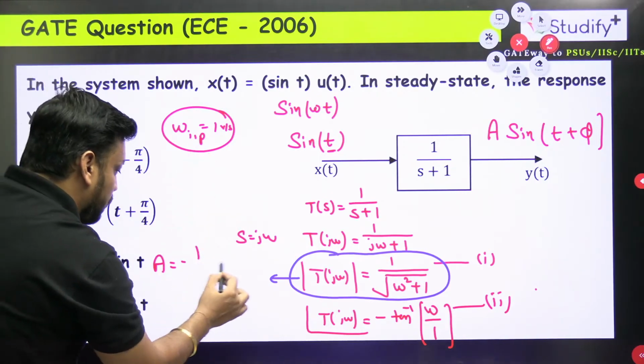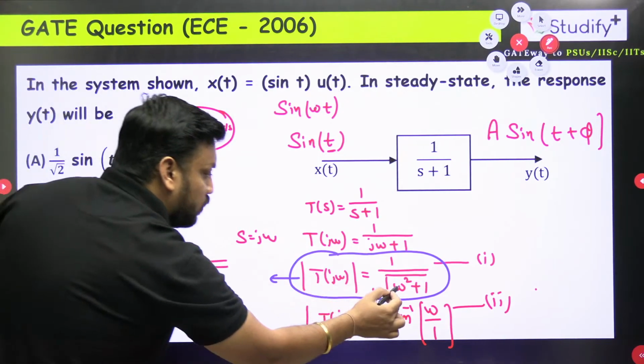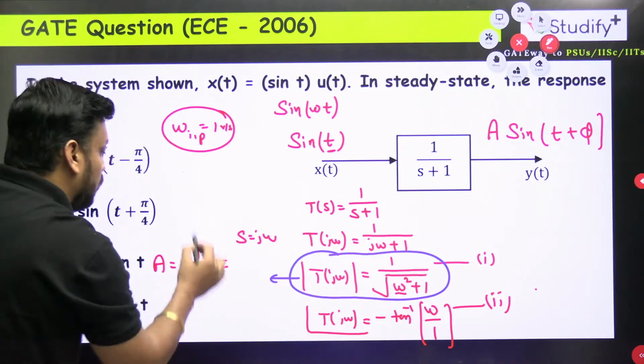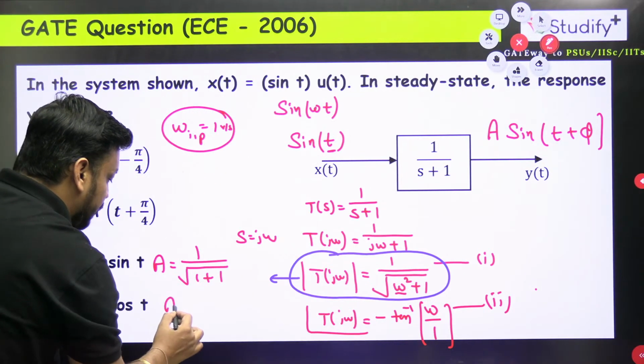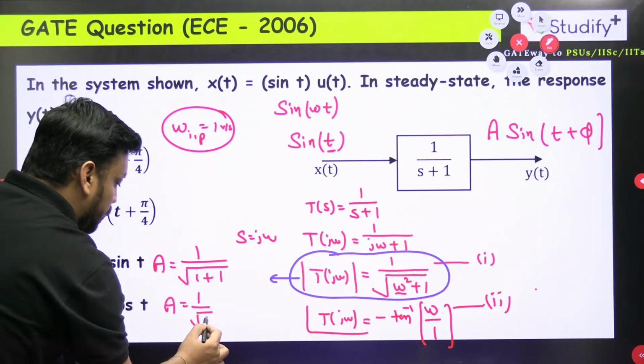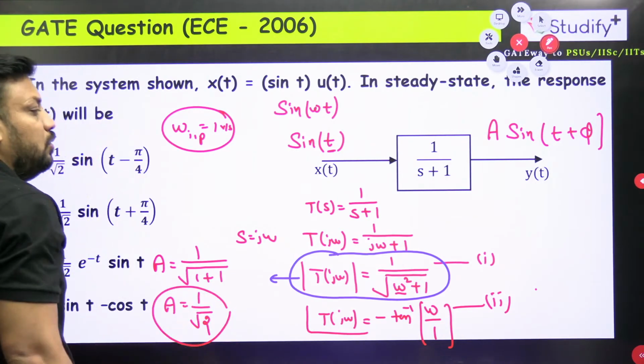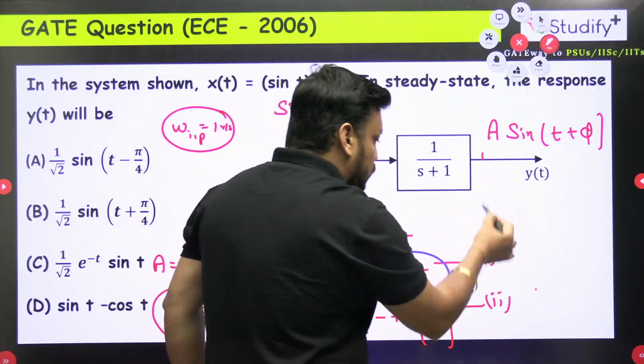So once you put this, you will get root of omega square plus 1. In place of omega, you need to put 1. So it is 1 plus 1. So what is A value now? Sir, A value must be 1 by root 2 only. Yes, sir. Clear, absolutely clear. Now students, I am using this space only.